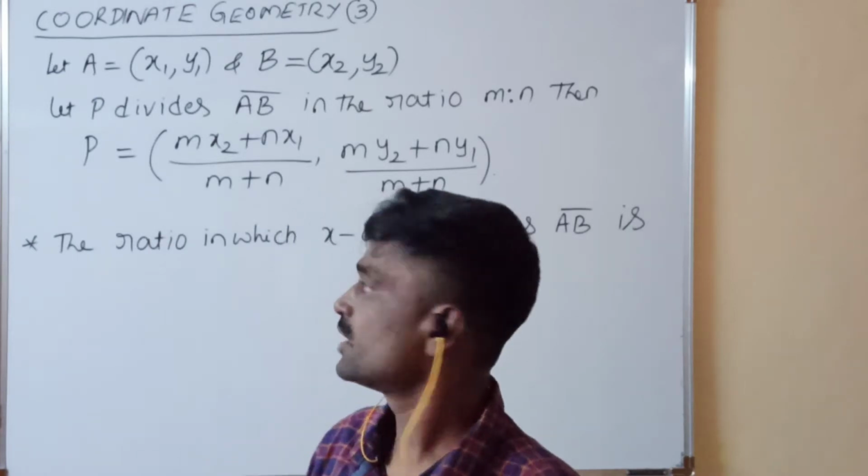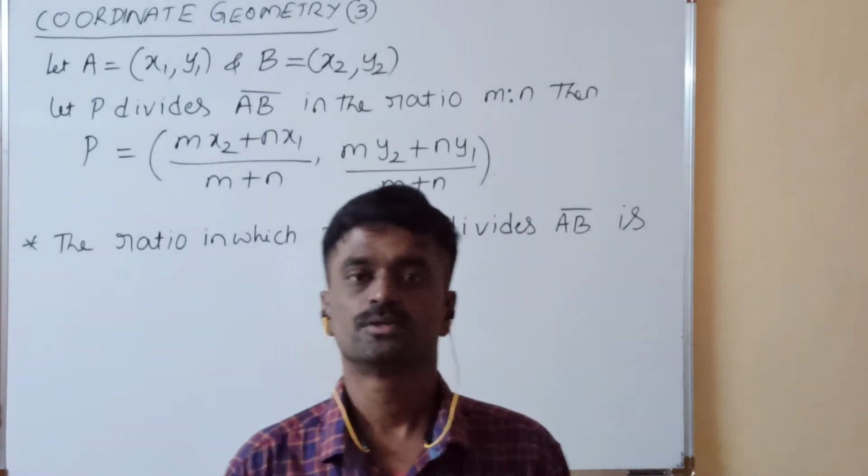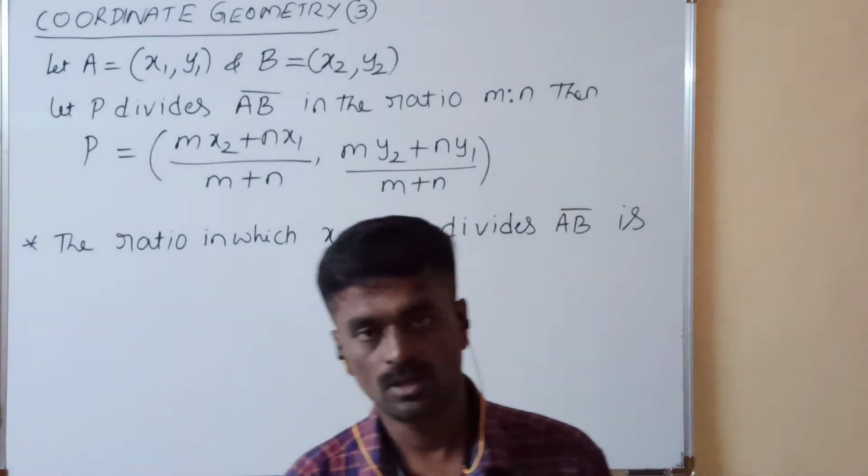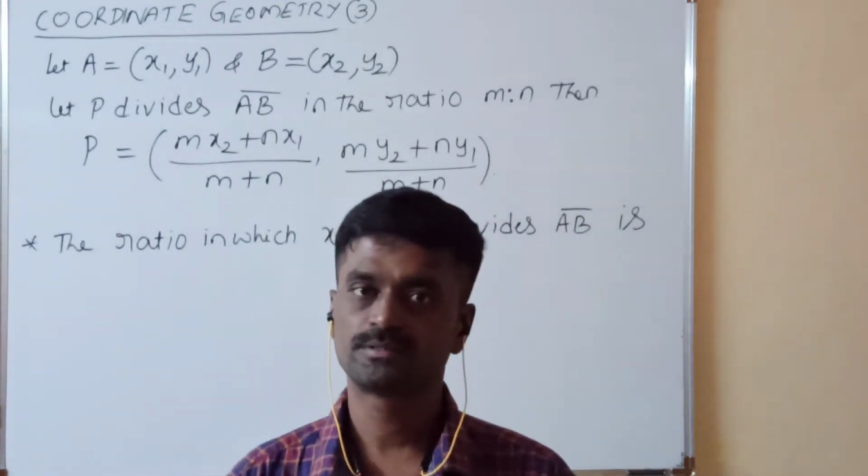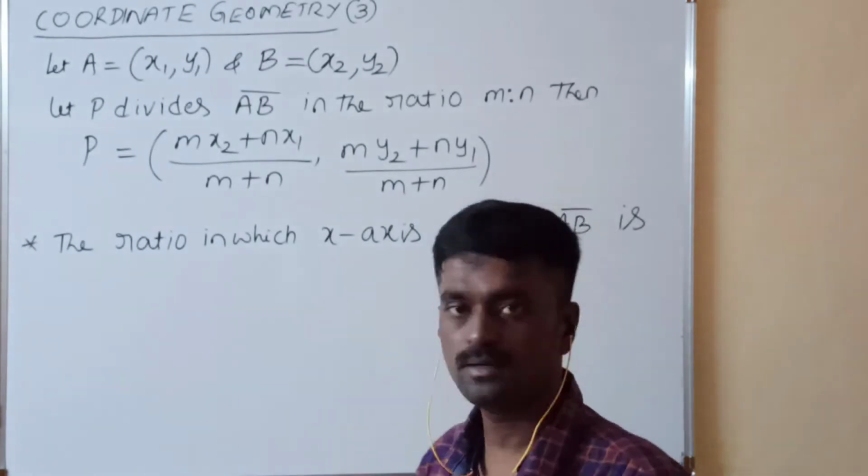So now I am going to start coordinate system part 3. In part 2 we have learned the section formula and also harmonic conjugate points. So look at the next part.